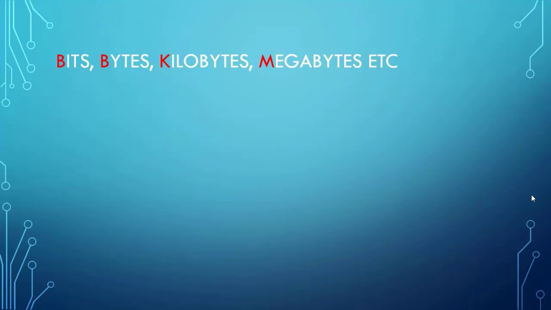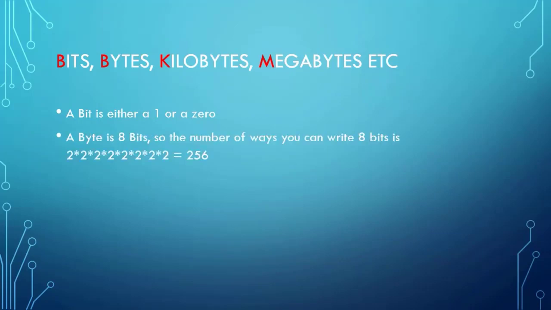So as a quick interlude, let's have a quick look at bits and bytes and kilobytes and megabytes and so on. So a bit is either a 1 or a 0, and that's the language of computers. They either have a voltage or they have no voltage. It's like yes or no, black or white. So a bit is either a 1 or a 0. A byte is a combination of 8 bits. So the number of ways that you can write down a byte, with 8 bits, is 2 for each of the bits, and so that's 2 times 2, 8 times over, is 256 ways.